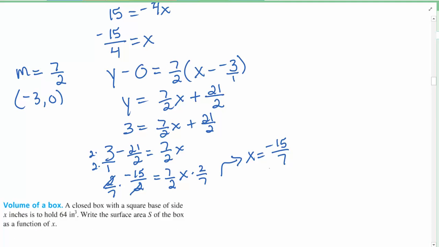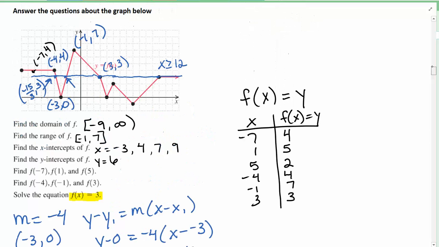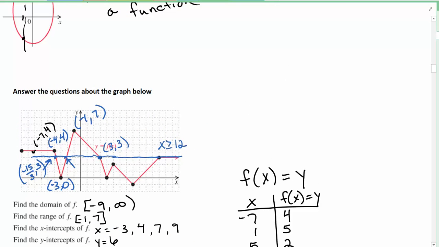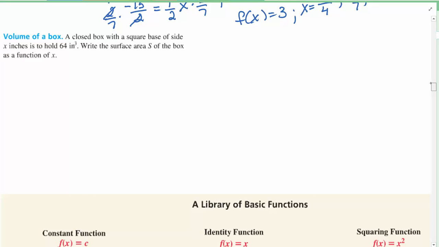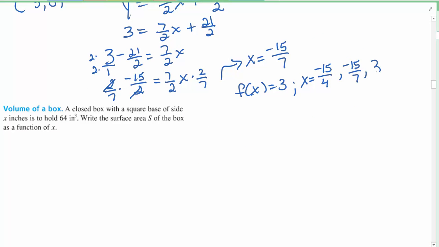We have a solution, so f of x equals 3 when x equals -15/4, -15/7, and then back on the graph we were able to find it at exactly when x was 3 and when x was greater than or equal to 12. So when x equals 3 and when x is greater than or equal to 12.